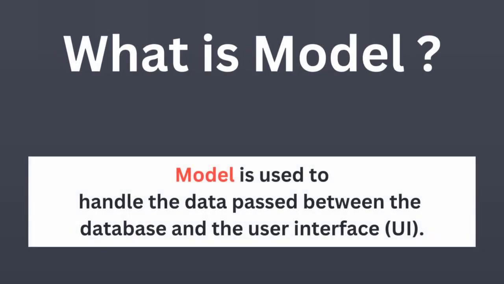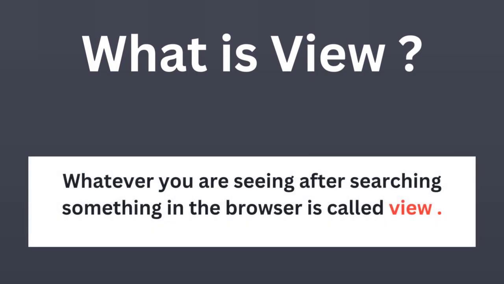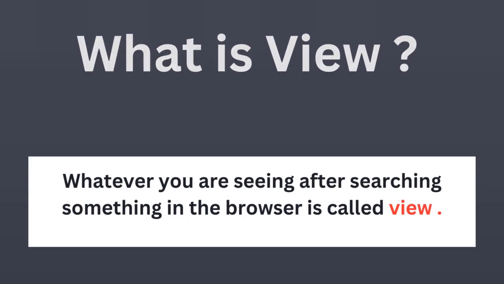First, what is the model? The model has access to all the data of a database, and depending on a request, the model returns a specific data. Let's talk about the view. View is simple. Basically, the view is something that we see in a browser after we search for or look for something in the browser. So whatever you are seeing in the browser, that is called the view.